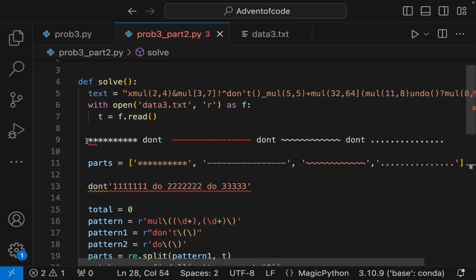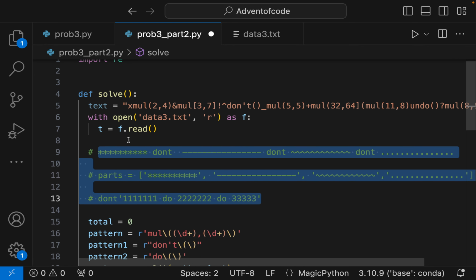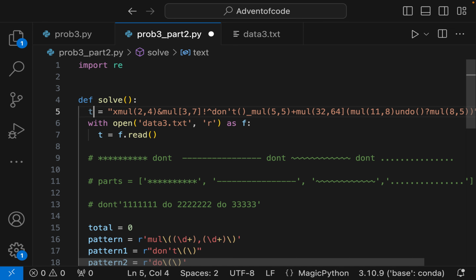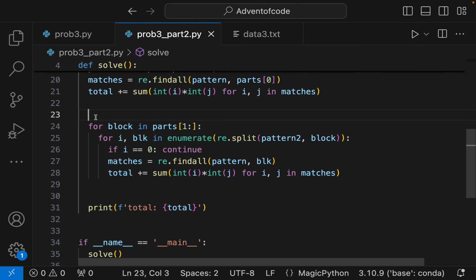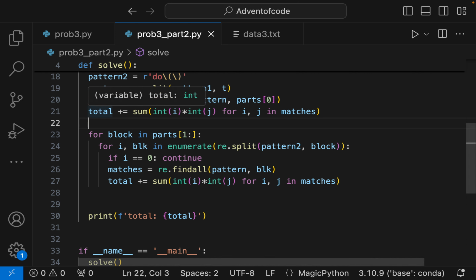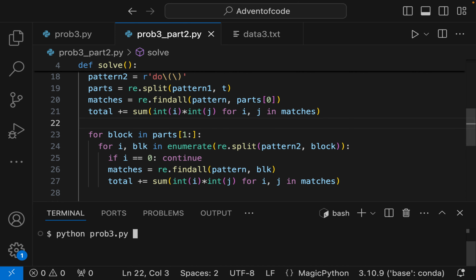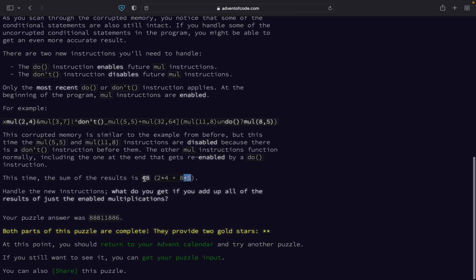Let me just comment this out and test it and run it for you guys. So this text here, we'll call this T, and we'll ignore this here. And then I think we can just test it out. Let's do that. 48, and I think that was what we got here, 48. And there you go. That was the entire problem.